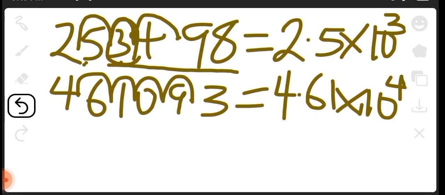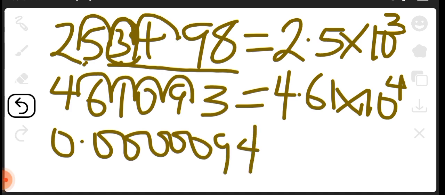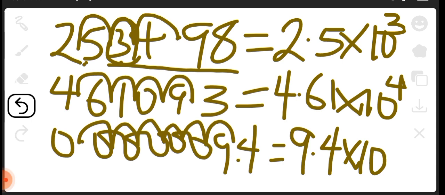So let's try this one. Let's say we're at 0.000094. I want to move this one to standard form. So you are going to move the decimal point to get to the front of the first non-zero digit. We're going to have 1, 2, 3, 4, 5, 6. We're going to have 9.4 times 10 raised to power, not 6 now, because we are moving forward now. If you move forward, we are negative. If you move backward, we are positive. 10 raised to power minus 6. So this is the standard form of this.